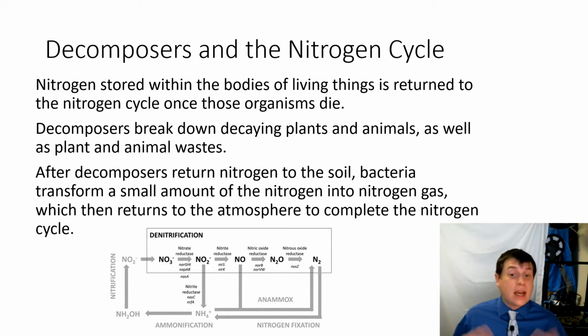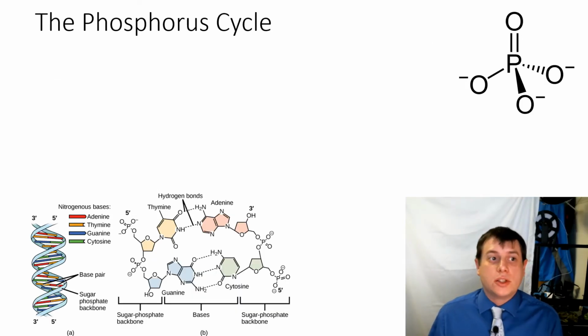Sometimes they'll convert it back to atmospheric nitrogen, and again, that's called denitrification because it's removing nitrogen from a usable state back to the atmosphere where it's mostly unusable. All right, so the next cycle that I'm going to talk about is the phosphorus cycle.